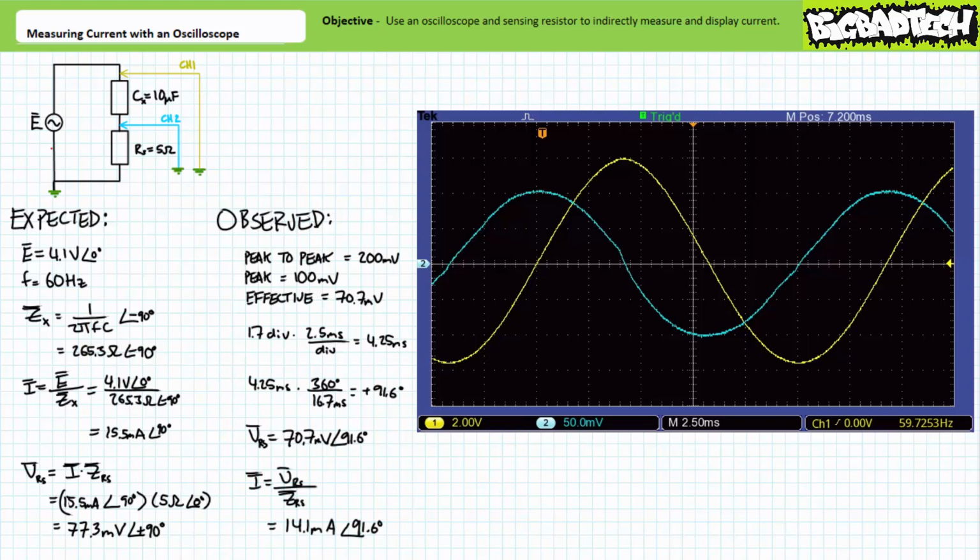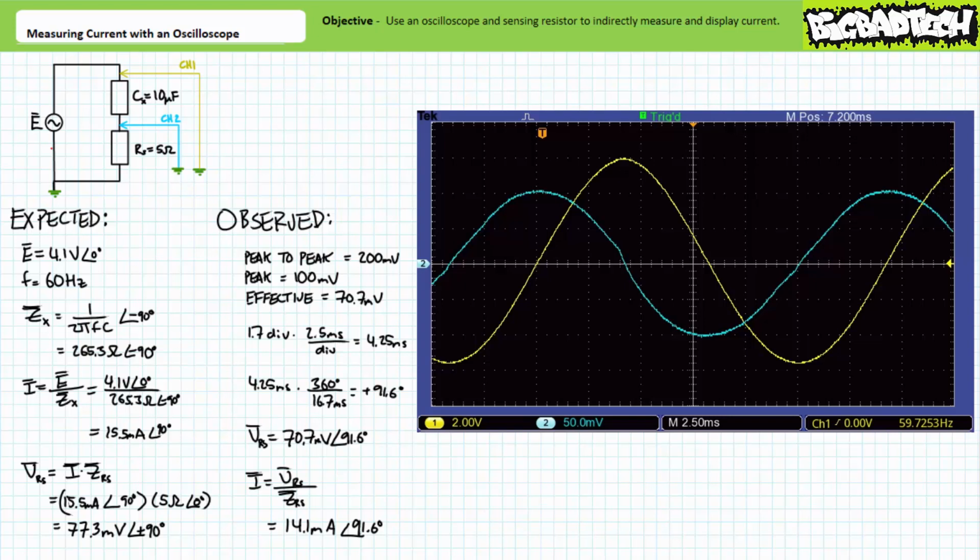Now, given we know the sensing resistor to have a resistance of 5 ohms, we can use Ohm's law to demonstrate that the current through it has a phasor value of 14.1 milliamperes at an angle of 91.6 degrees. Our observations are not that far off from our expectations. I will admit that there is some error using this method. However, you need to look at the larger picture.